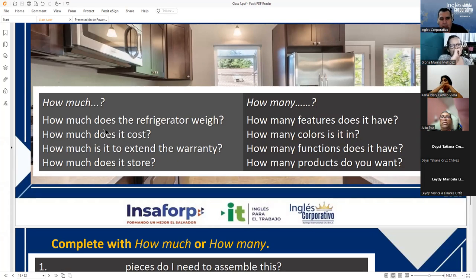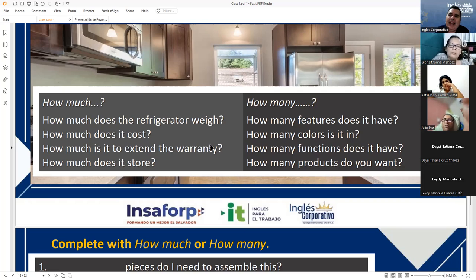Uncountable, countable. How much does the refrigerator weigh? Teacher, weigh es el verbo, pesar. Peso es weight. Weight es peso. Pesar es weigh. ¿Cuánto pesa? No cuánto es el peso. Peso es noun y ese es verbo. So, weight. How much does the refrigerator weigh? How much does it cost? ¿Cuánto cuesta? How much does it cost?